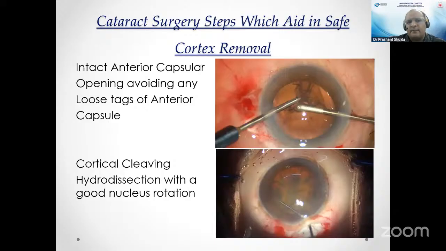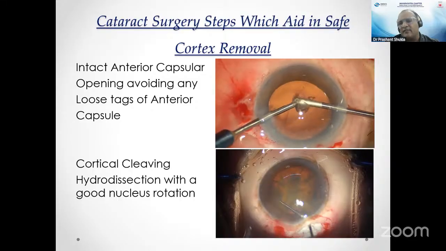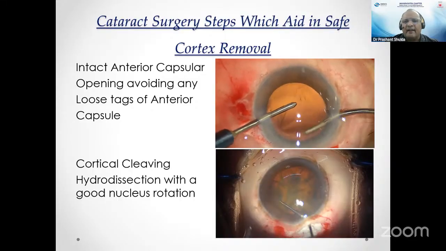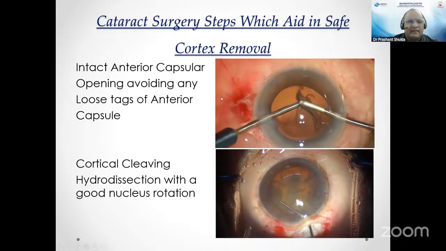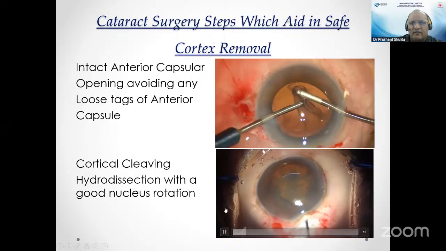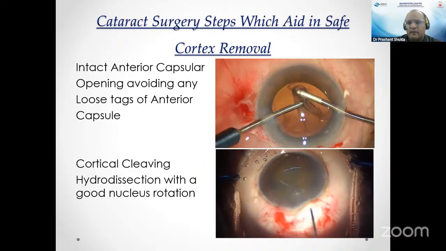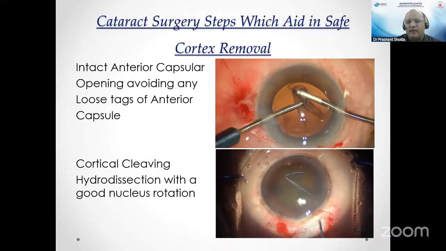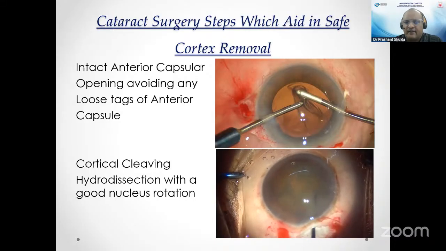So there are certain prerequisites for having a safe cortical removal. First would be there has to be no loosened tags of anterior capsule, so that we don't inadvertently catch the anterior capsule and have a posterior capsular rupture. And second would be a very good cortical cleaving hydrodissection as shown in the video, so that the cortex gets separated out from the capsule, and a good nucleus rotation, which we normally do in manual small incision cataract surgery, so that it helps to loosen out the cortex as well.